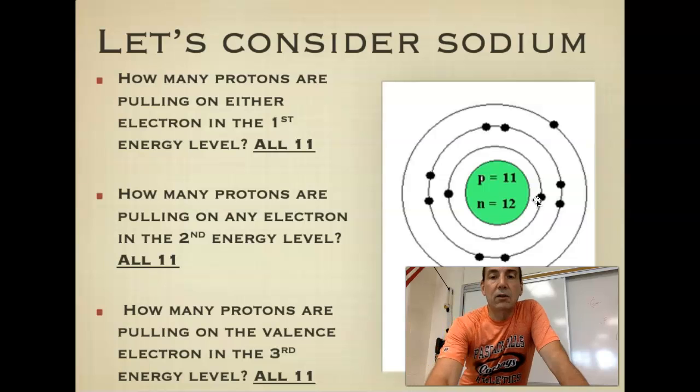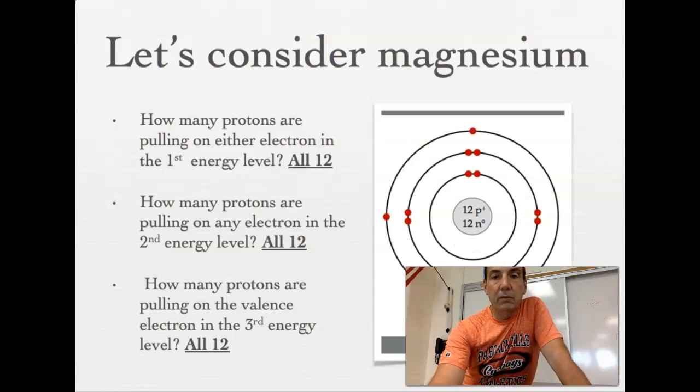Again, there is shielding. So this one out here, for example, the valence electron, is not really getting pulled as well by the 11, but technically all the protons are pulling on all the electrons. Same idea if we talk about magnesium, except magnesium has 12 protons, so each electron is being pulled by 12 protons.